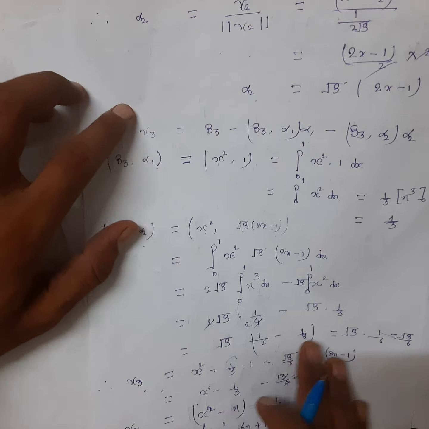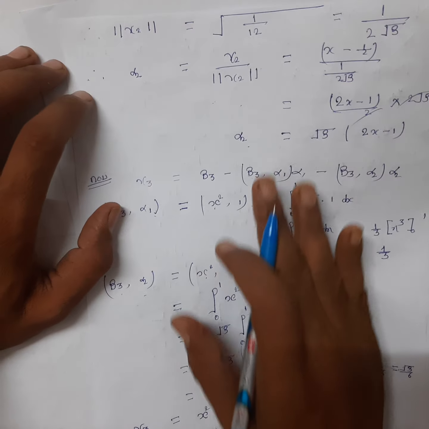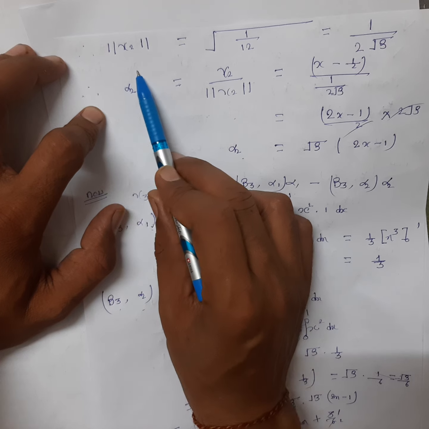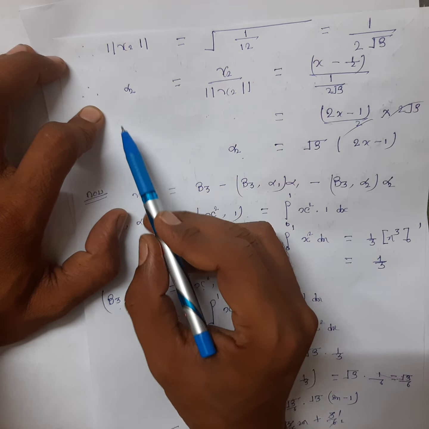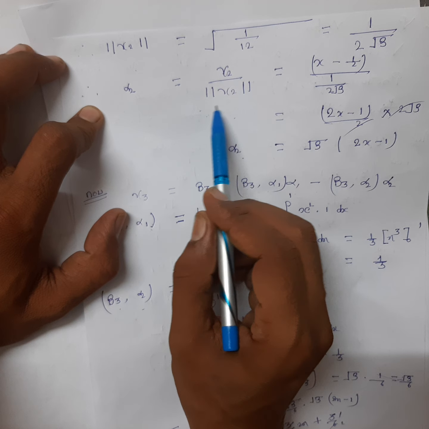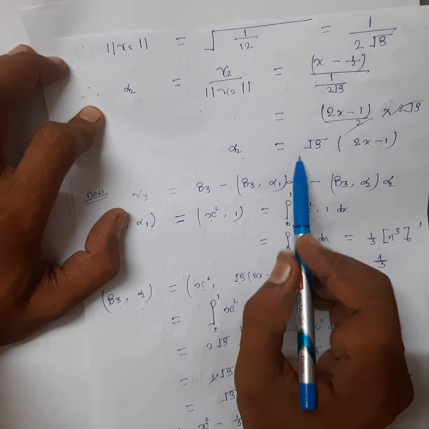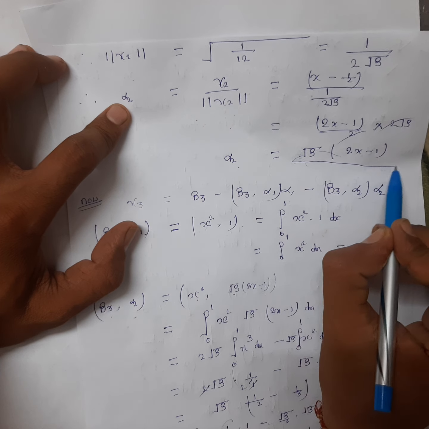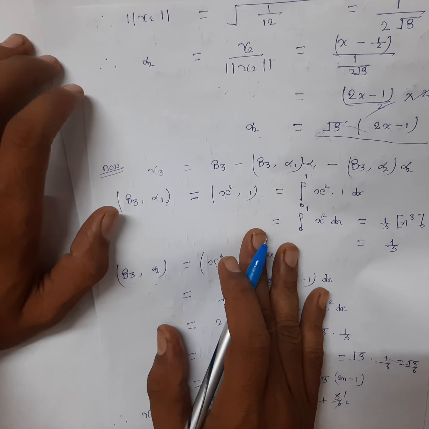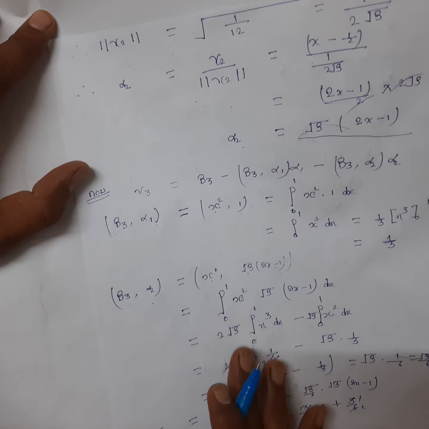Now let us see the norm of gamma 2. So under root, 1 upon 12, that is 1 upon 2 root 3. So alpha 2 will be gamma 2 upon norm of gamma 2. Finally we get alpha 2, that is the second orthonormal basis, root 3 times (2x minus 1). So this is the second member.